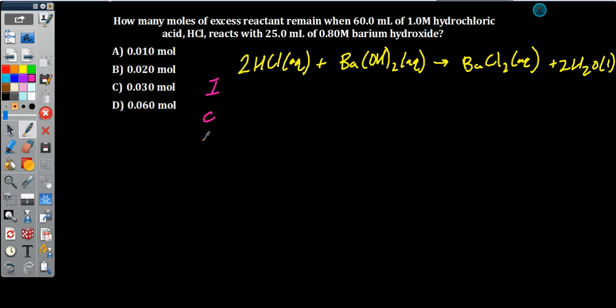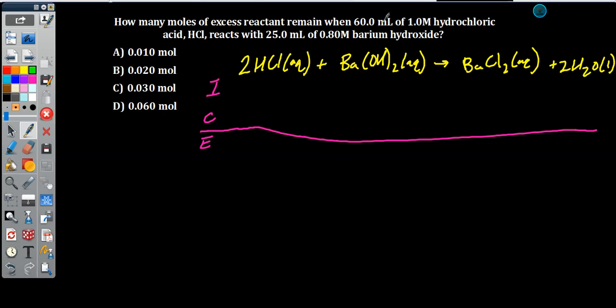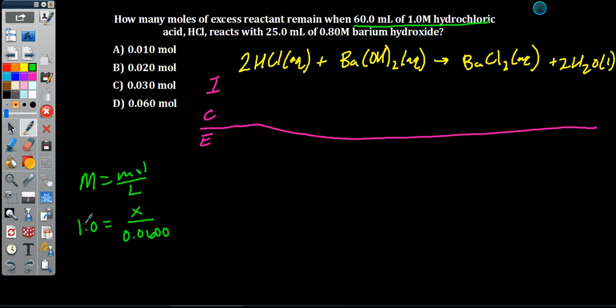Remember, we're always going to use number of moles when it comes to excess and limiting reactants. I'm going to determine the number of moles of hydrochloric acid using my molarity equation. I've got a 1 molar solution and I've got 60 mils, or 0.0600 liters. I'm going to multiply those two things together to get 0.060 moles HCl. I'm going to throw that up into my ice table.